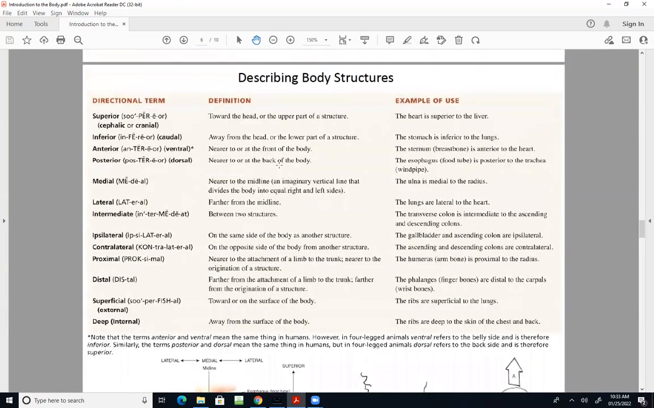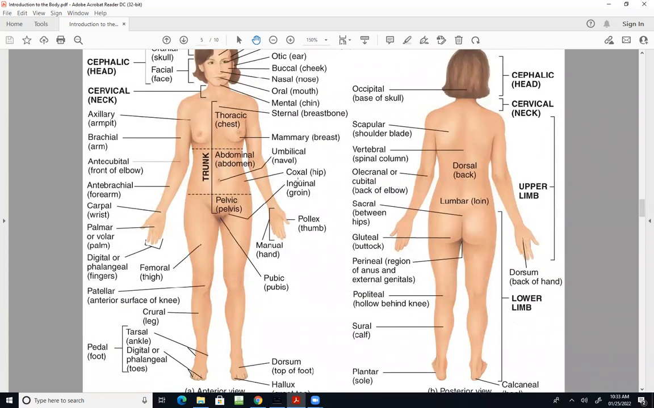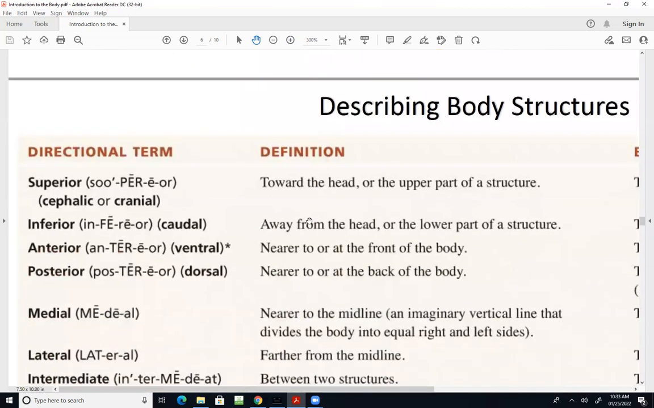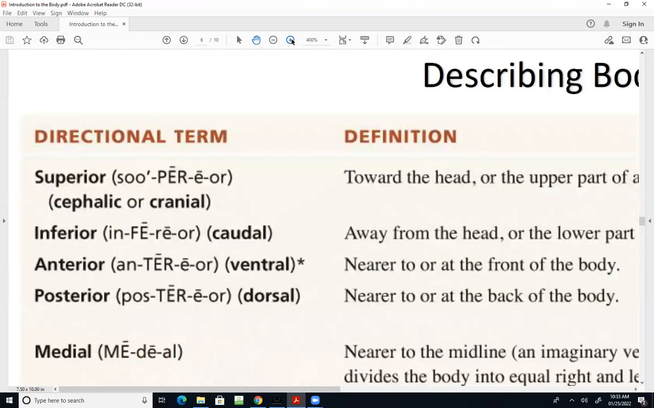As I was just mentioning back on this previous page, one thing we do a lot of is describing where things are in relationship to one another. For example, where is the elbow compared to the wrist? Well, instead of using terms like above, below, in front of, behind, we use what we call directional terms. These might not be as common in your everyday language, but you're going to want to know them because we will use them all semester long.